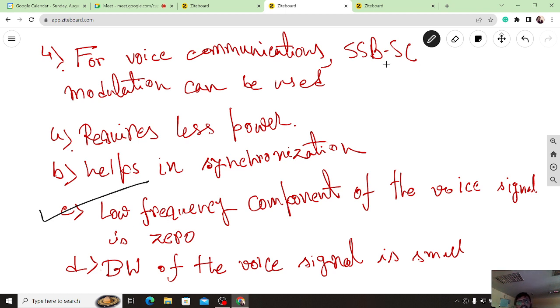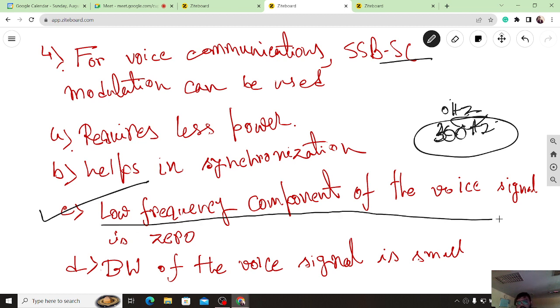This is because this suppressed carrier SSB-SC only takes one sideband, and the voice signal is 0 for very low frequency components. Like we do not talk at 0 hertz, nearly 0 hertz, 2 hertz. Our frequency starts from 300 sort of thing. So the very low frequency components of the voice signal are 0. That specifically helps the SSB-SC modulation that takes either the upper sideband or the lower sideband with suppression of the carrier frequency. So the right option is low frequency component of the voice signal is 0. That is the reason SSB-SC can be used for voice communications.